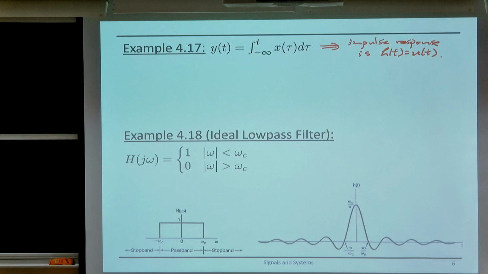Now, previously, in the previous example, we showed how to take the Fourier transform of a unit step function, okay? So by taking the Fourier transform, we have the frequency response. So this is by example 4.11, okay? We showed that the Fourier transform of h of t, which is the frequency response, is 1 over j omega plus pi delta omega. Okay?